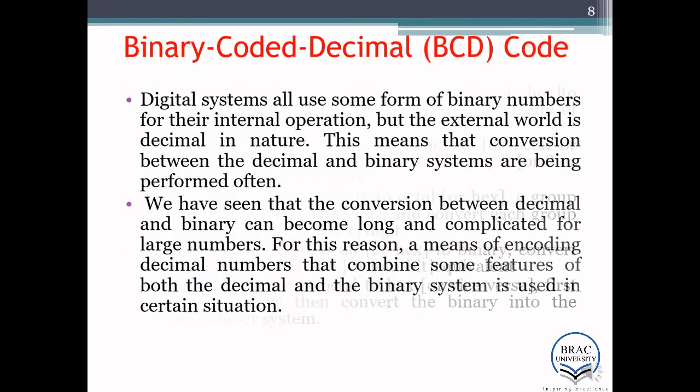Binary coded decimal. Digital systems all use some form of binary numbers for their internal operation, but the external world is decimal in nature. This means the conversion between decimal and binary systems is performed often. We have seen the conversion between decimal and binary can become long and complicated for large numbers. For this reason, a means of encoding decimal numbers that combines some features of both the decimal and the binary system is used in certain situations.